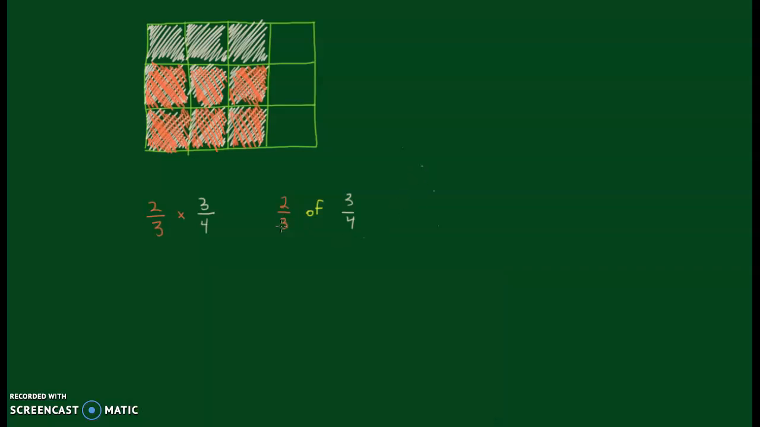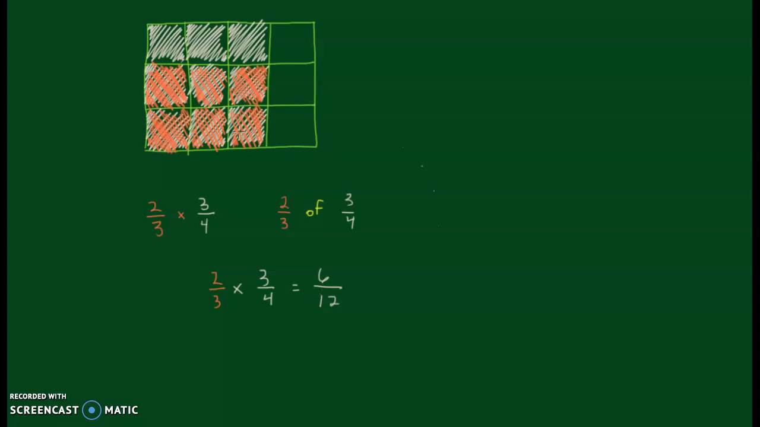Well, we know that they ate 2/3 of the 3/4. And so to find our answer, now we're going to take our 2/3 and multiply it by the 3/4. And we know we can multiply the numerators together. That would be 6. We can multiply the denominators together. That would be 12. So 2/3 of 3/4 is 6/12.